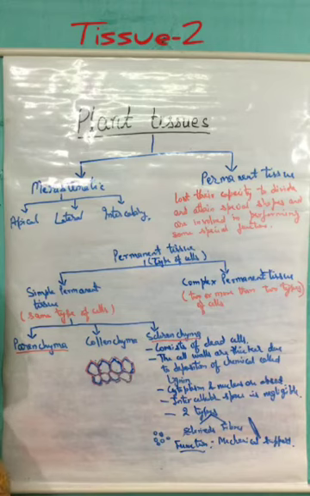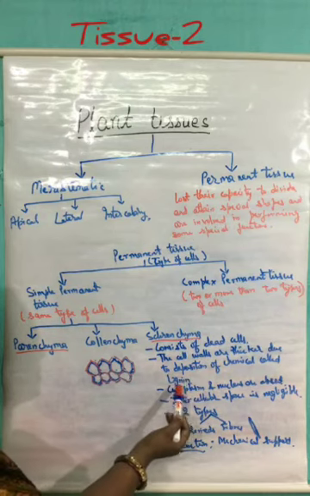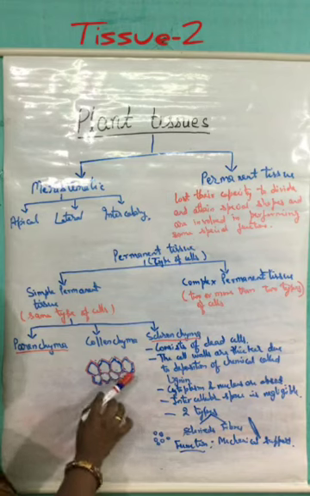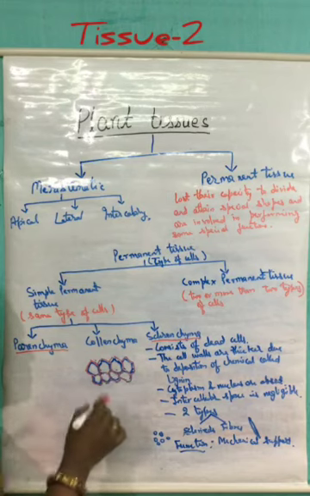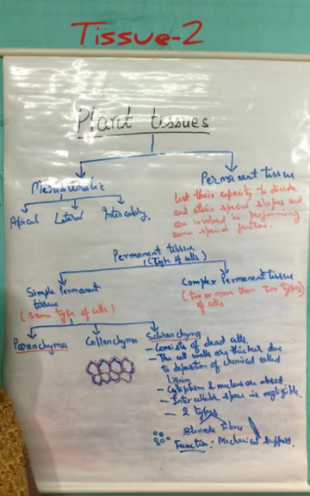The last type is the sclerenchyma, which consists of dead cells because of the additional deposition of another chemical known as lignin, which acts like a cementing material, and it will not allow the entry or exit of any substance, due to which the cells become dead after some time.